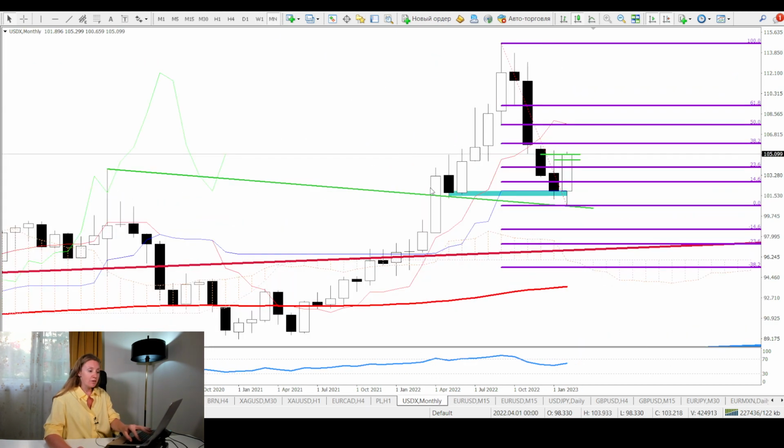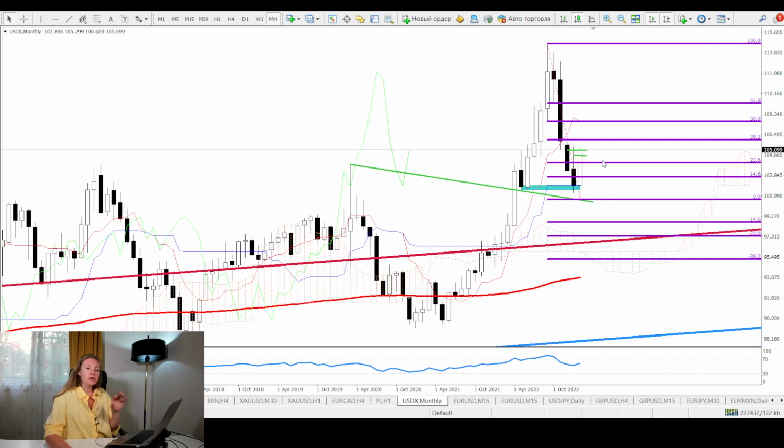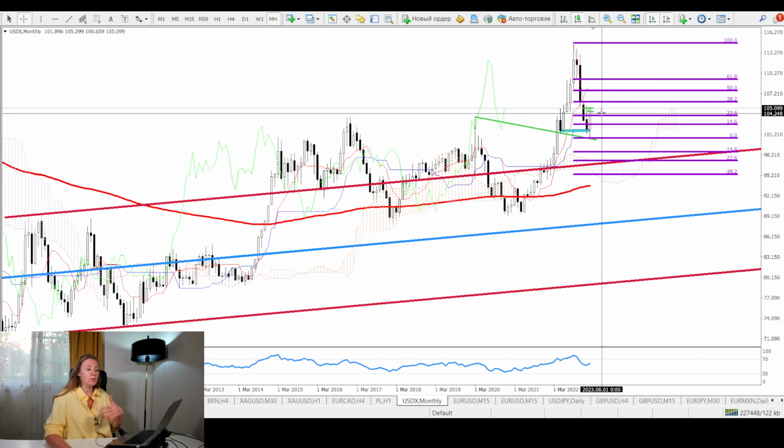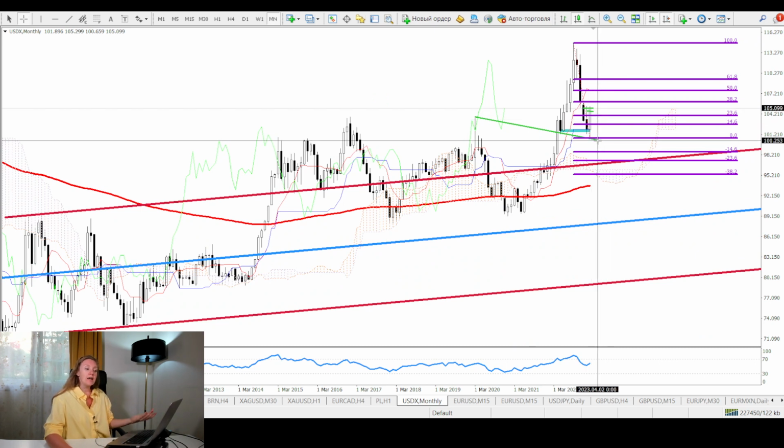If we go to the monthly chart, there is nothing interesting right now, but it may become a good buy signal. It may become, okay? But on the monthly chart, if you work on the monthly chart, it means that you will buy right now and put stop loss under the minimum price, which is a lot.